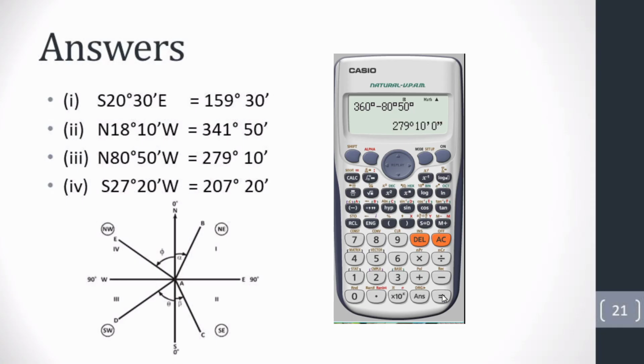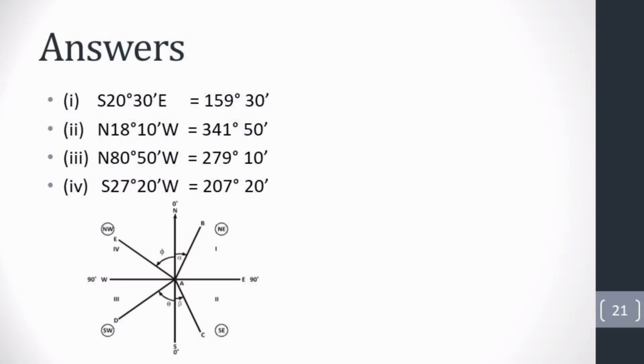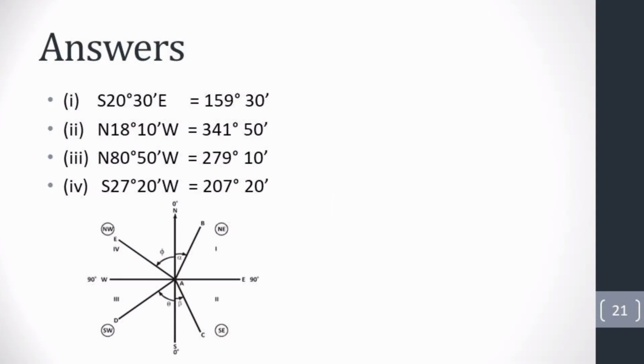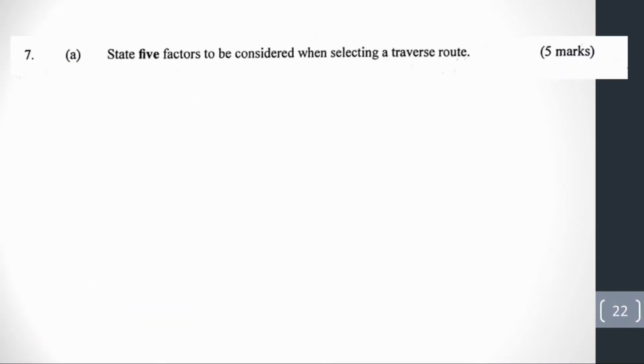Then on our last part, southwest, that is found in the third quadrant. That means the value that I have there came from the south, on a clockwise direction, moving towards the west. So I'll just add 180 degrees to the 27 degrees 20 minutes, and my answer becomes 207 degrees 20 minutes. So that was just simple, just like that.